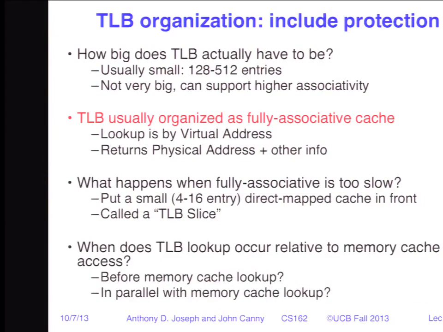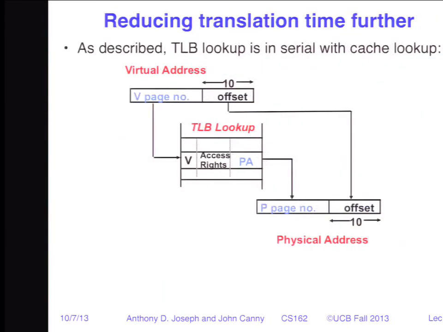But this allows us to actually keep many, many more addresses mapped at the same time. Now, when should a TLB lookup occur relative to a memory cache access? It could either occur before we look in the cache, which is what we've thought about so far, or we can actually do it in parallel. Now, put on your seatbelts.